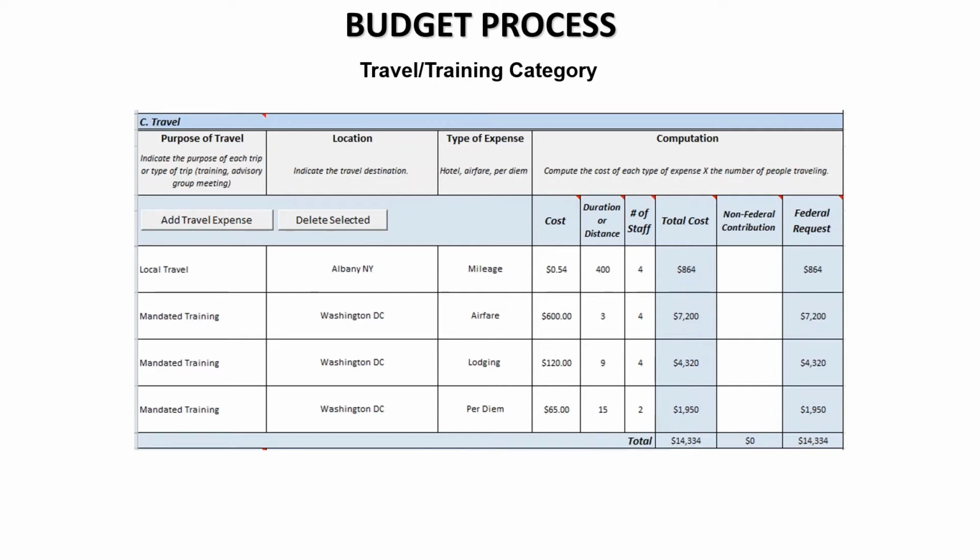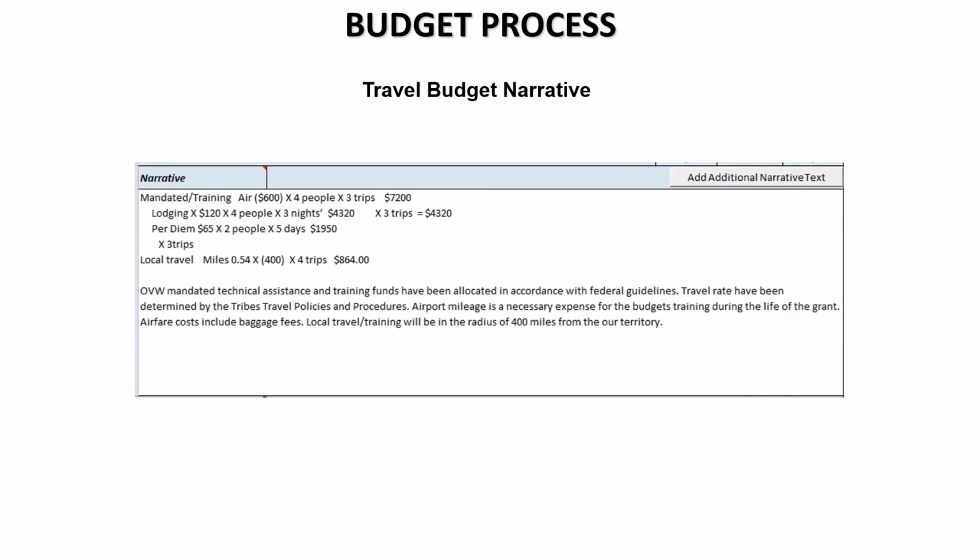You can see the states where you're actually going. Whether we're talking about mileage, airfare, or lodging, there's space for that. The actual cost, based on the duration or the distance, once we put in the number of staff, this system will automatically calculate for you, so you don't have to worry about that. What I will look at in your application is the detailed information or the narrative in reference to this travel, to make sure that the travel proposed in the application meets all of the requirements under that particular grant program.